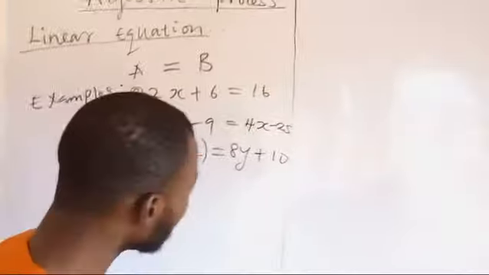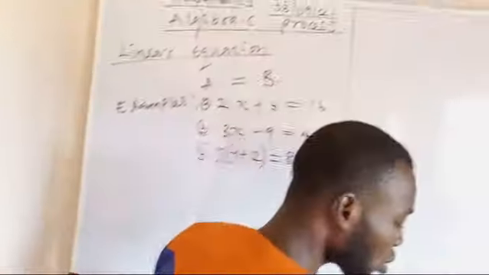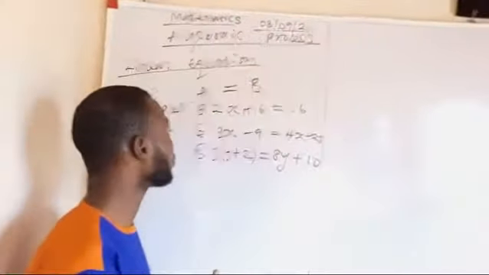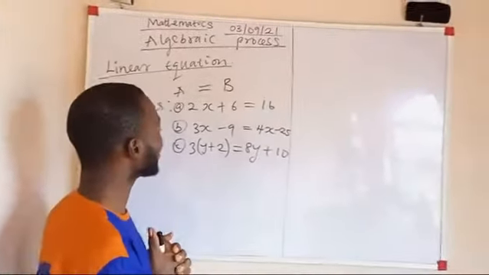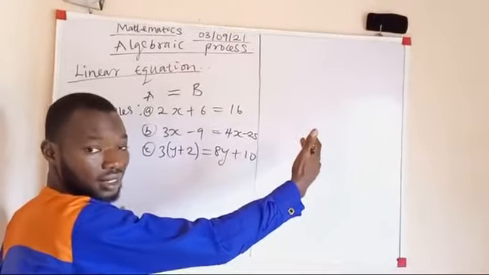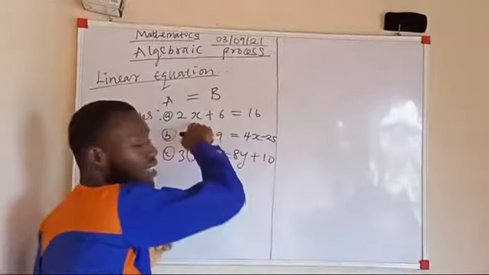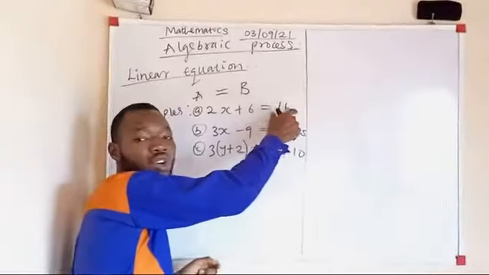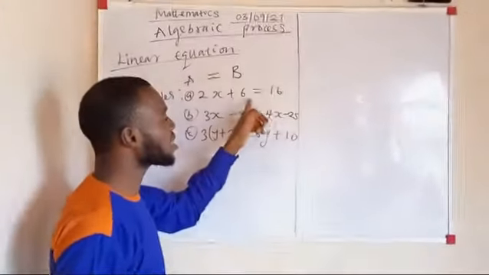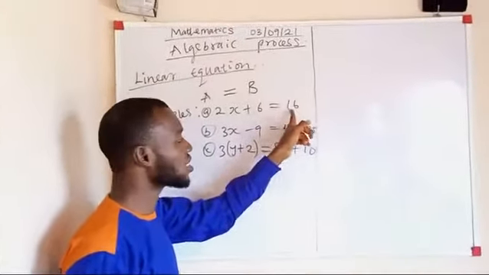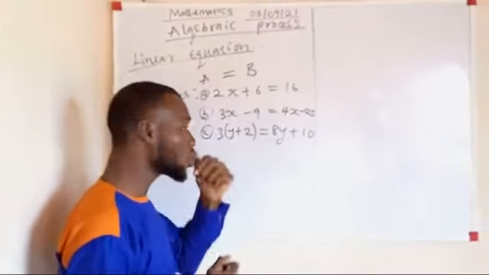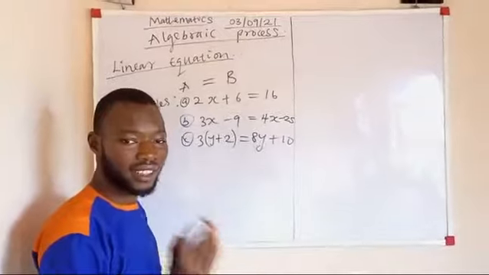Let me quickly explain this before we go to the rules guiding equations and what you need to know in equation. This shows that this is the left hand side and this is the right hand side. This shows that the left hand side is equal to the right hand side. That means 2x plus 6 will be equals to 16. If you are asked to solve this, first of all, you collect like terms.